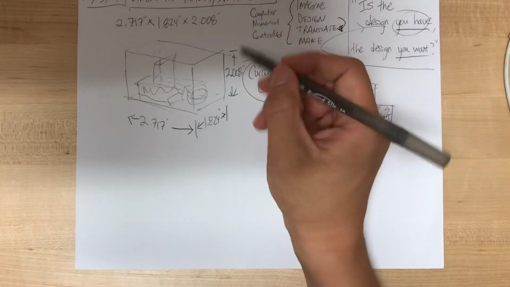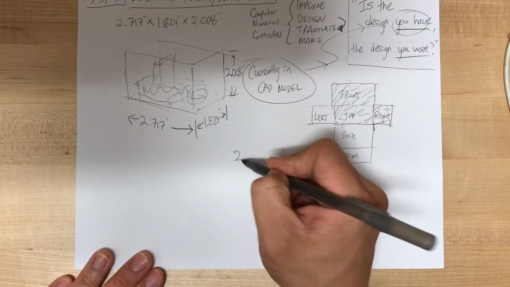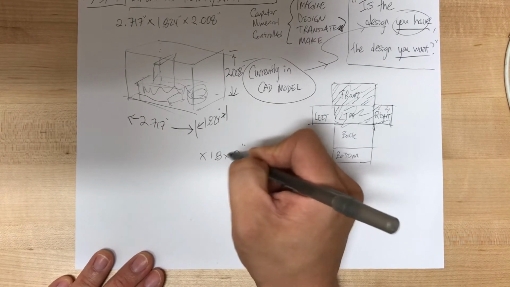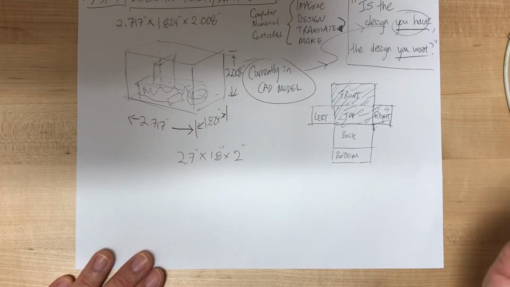So just for making it a little easier, I'm just going to round this one to 2. I don't know, let's round it to the tenths. Because again, we're just getting a general sense of how big our box is.